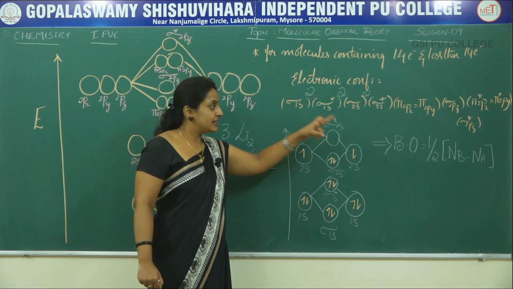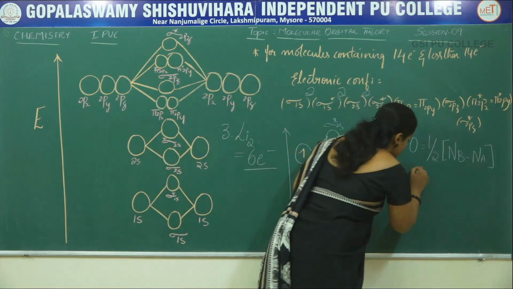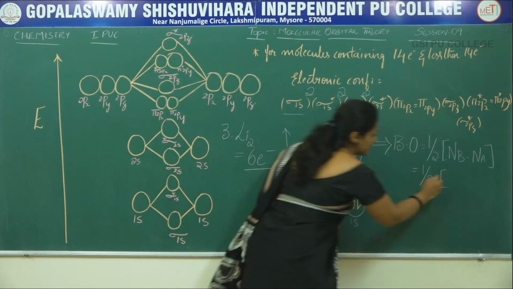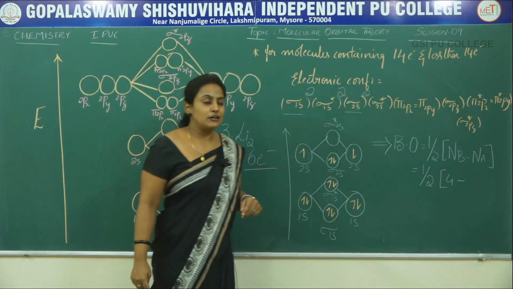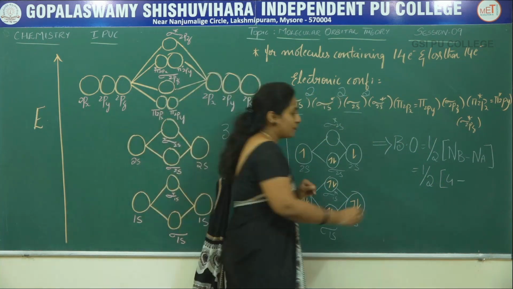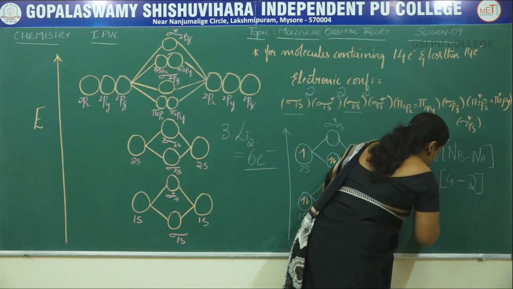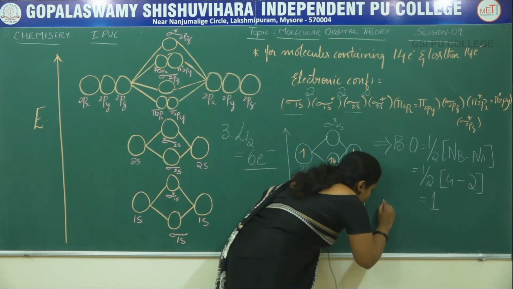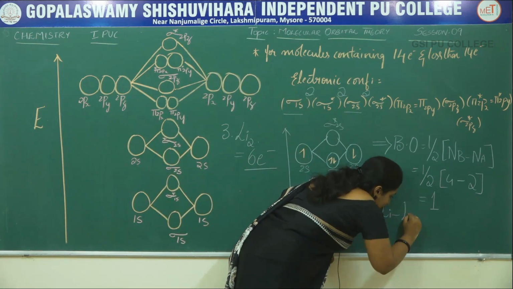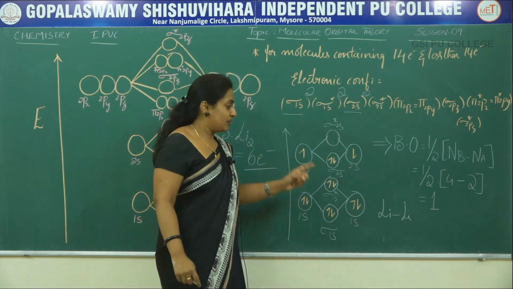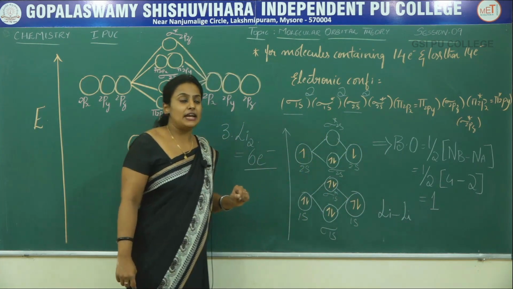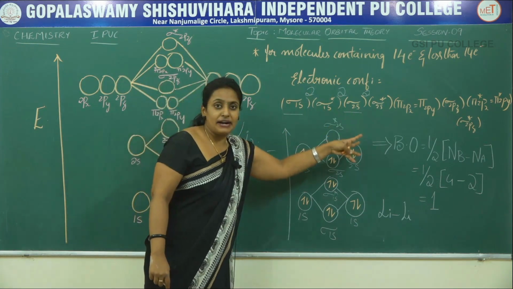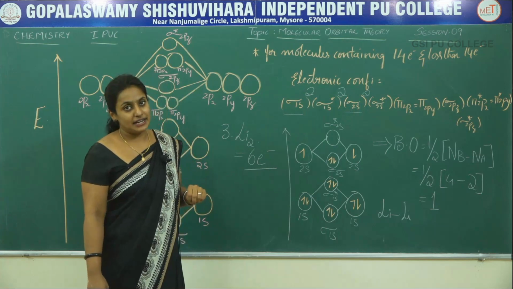From this we can calculate the bond order. The number of electrons in bonding orbitals would be 4 electrons, and the number of electrons in anti-bonding is 2. Therefore, half of 4 minus 2, which is equal to 1. The bond order is 1, which means the lithium molecule exists like this. There is one bond in between the 2 lithium atoms, and we can observe the magnetic property as diamagnetic. As there is no unpaired electron, the magnetic property is diamagnetic.